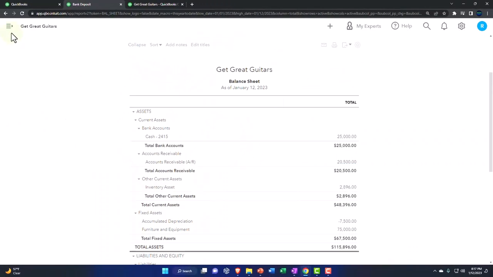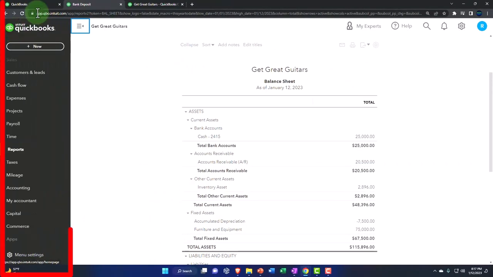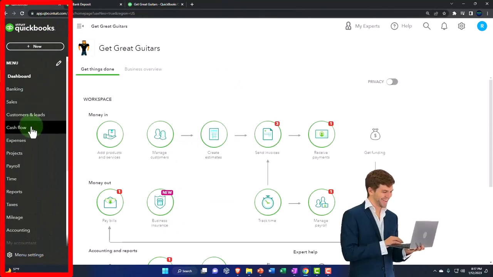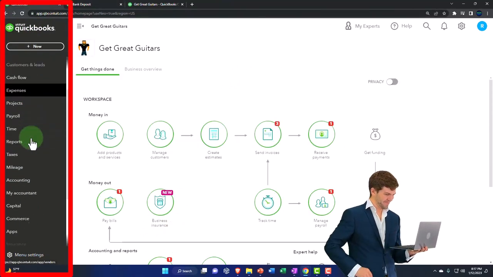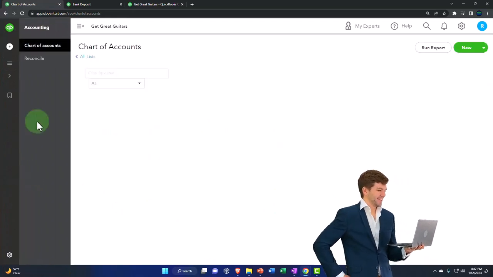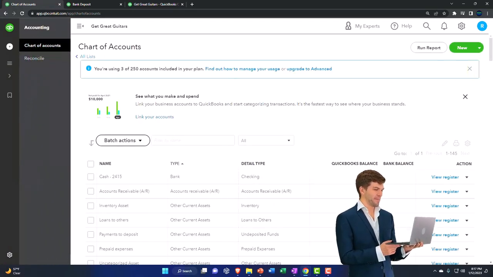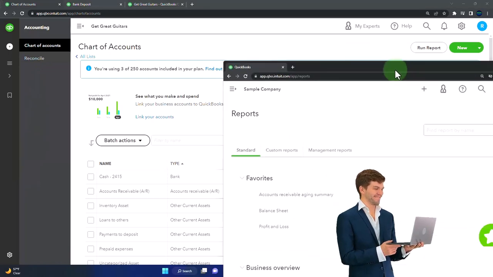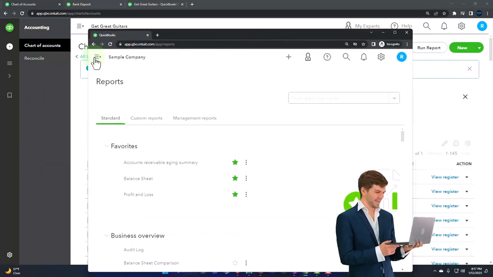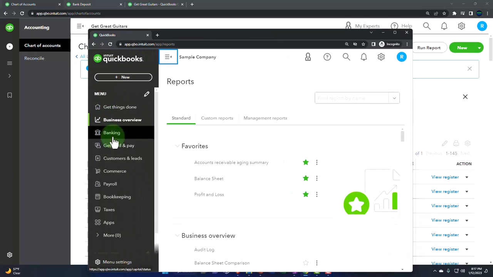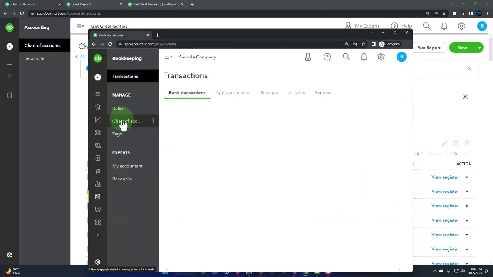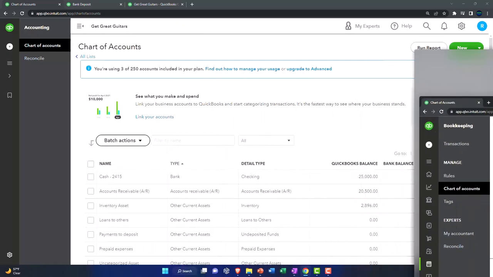To do that, I'm going to go to the hamburger. Well, let's go to the tab to the left and then go to the hamburger. And then I'm going to go to the accounting on the left and the chart of accounts. I'm going to practice using these chart of accounts. If you were in the business view, by the way, the chart of accounts is located in the bookkeeping area here, and then the chart of accounts on the left.